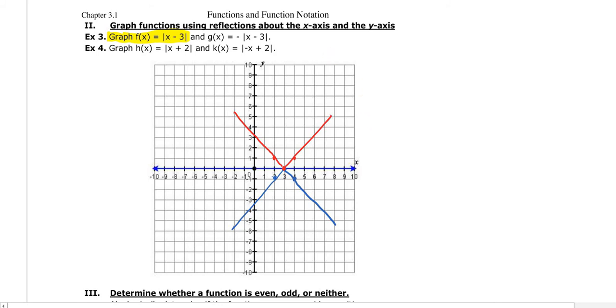The graph of the function h of x is equal to the absolute value of x plus 2. I know the 0 for that function is -2. So I'm going to sketch that graph really quickly. So the 0 is -2. The function is equal to 1 when x is equal to -1. The function is equal to 1 again when x is equal to -3. And here is the sketch of that function, which is h of x. Now, h of x, the change here happened to the x value.